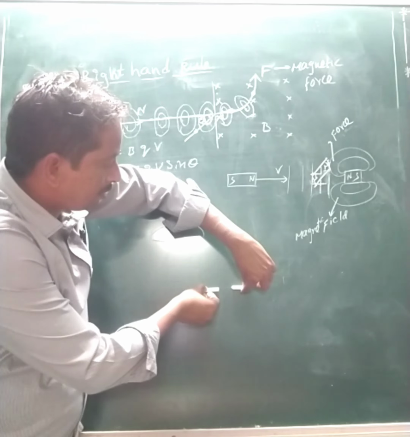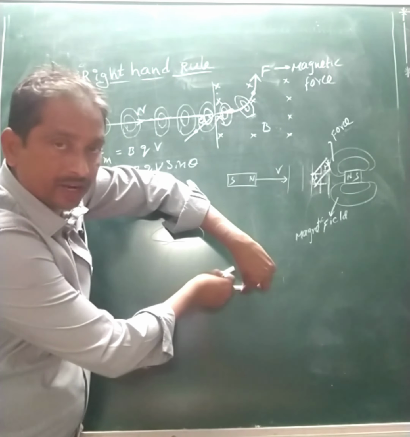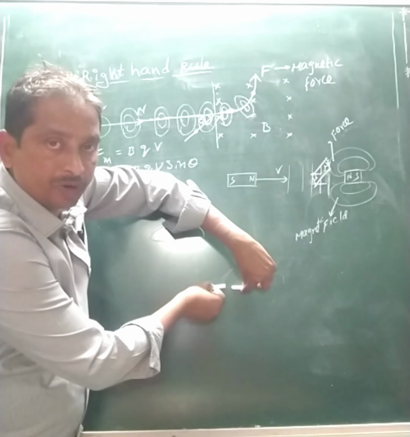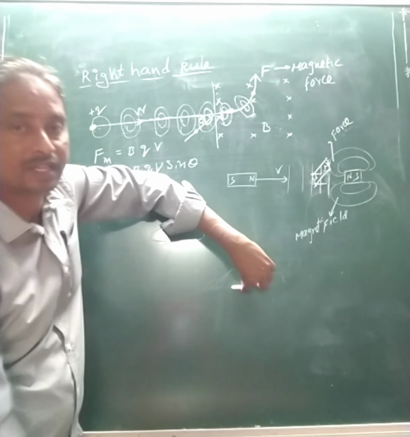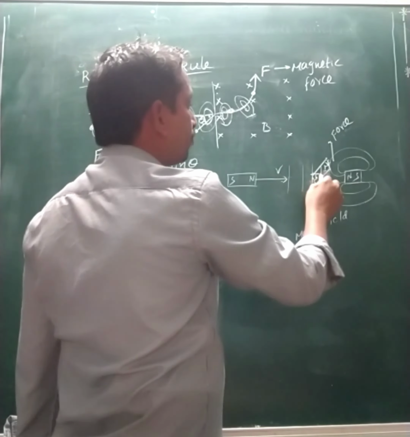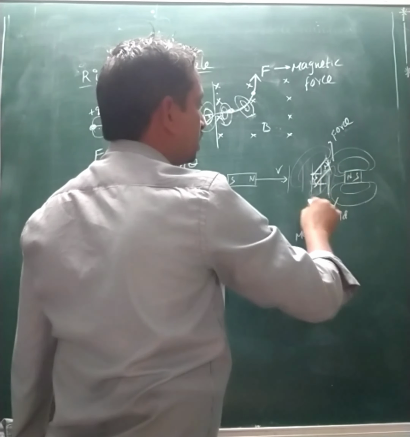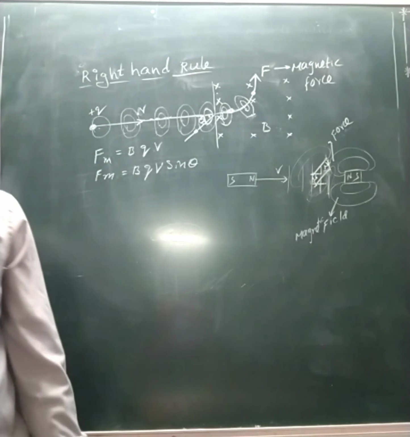When it reaches the region, it does not move in a straight path. It will be deflected like this. What is the reason? Because here also field lines are there. Two field lines never intersect with each other.